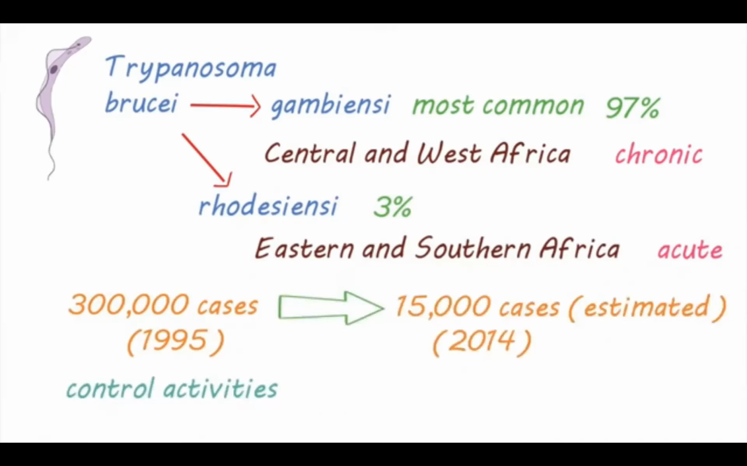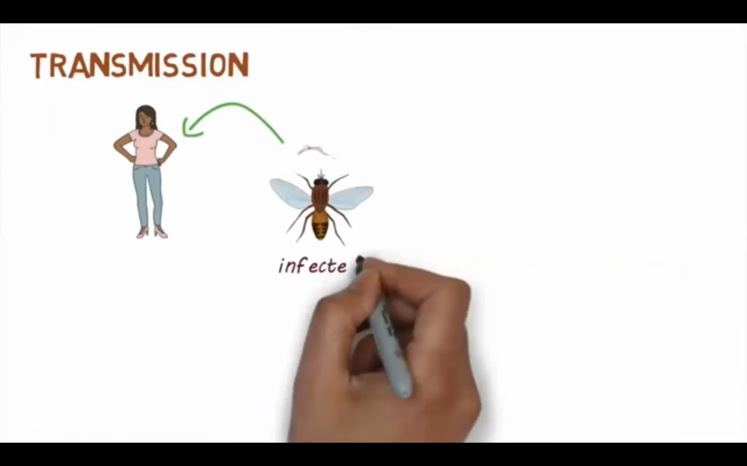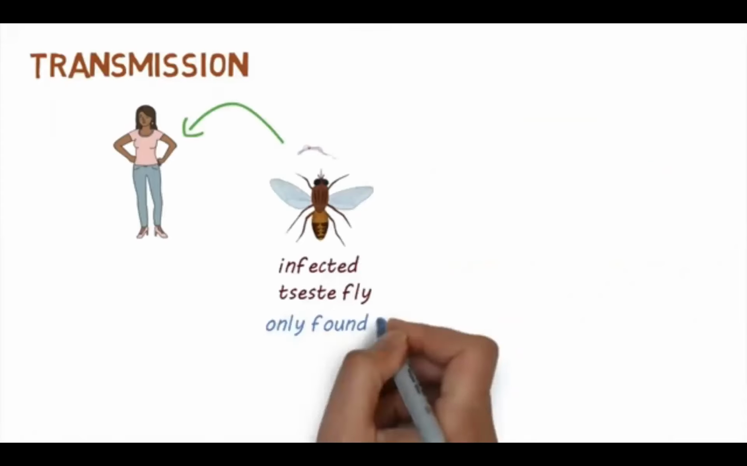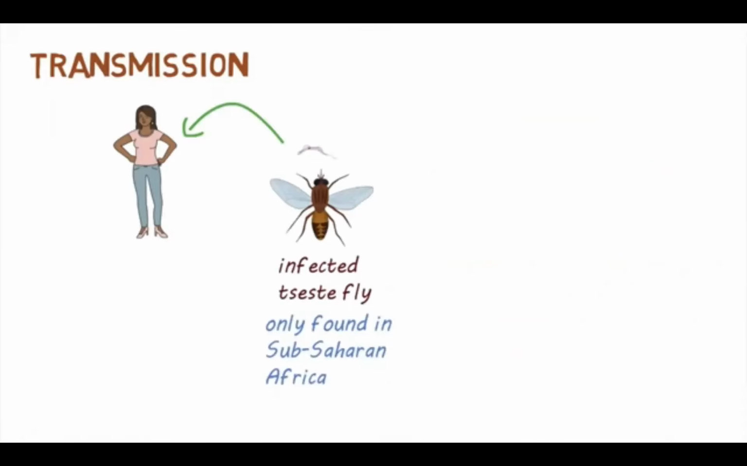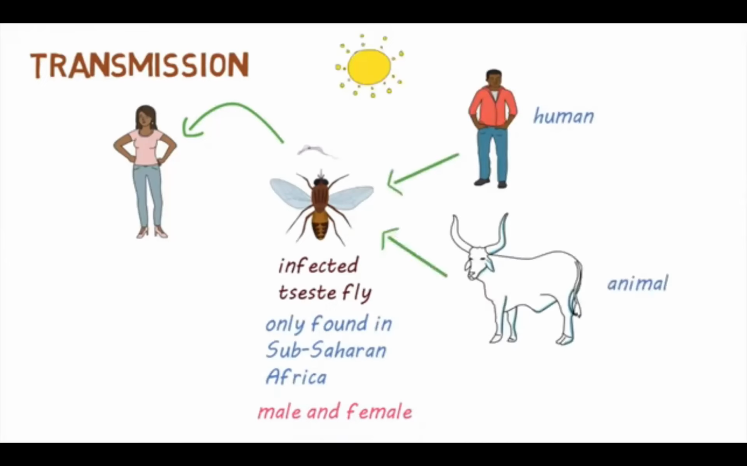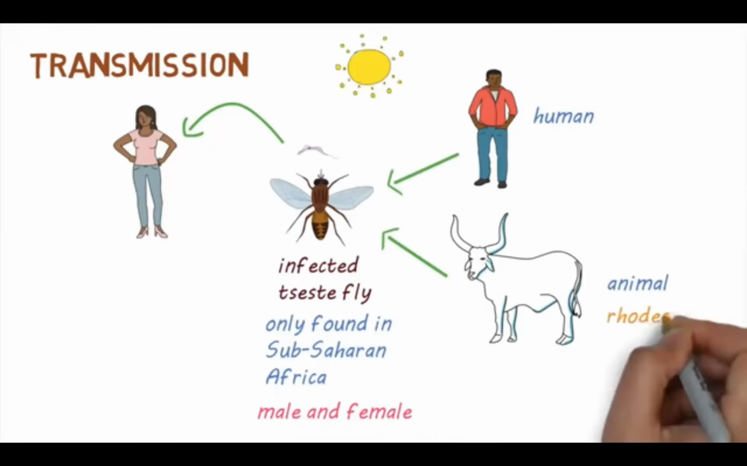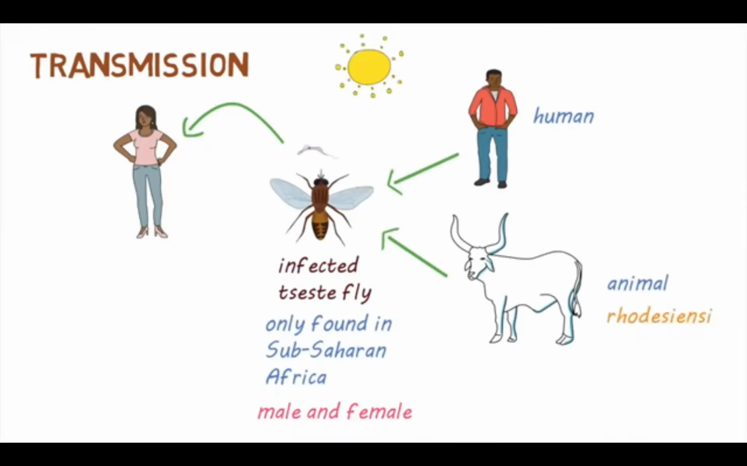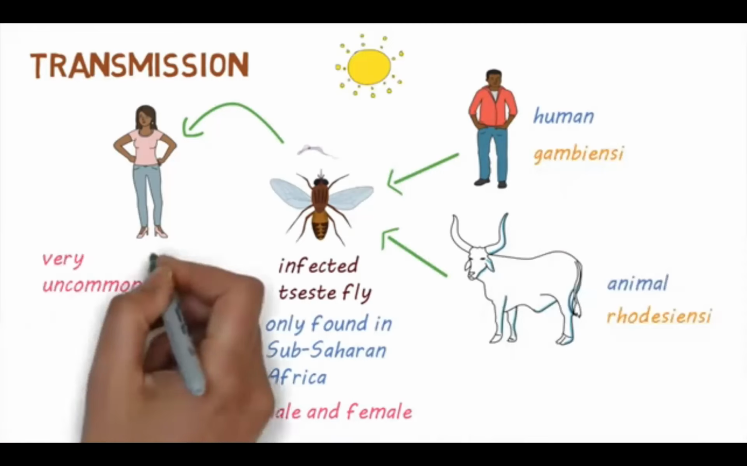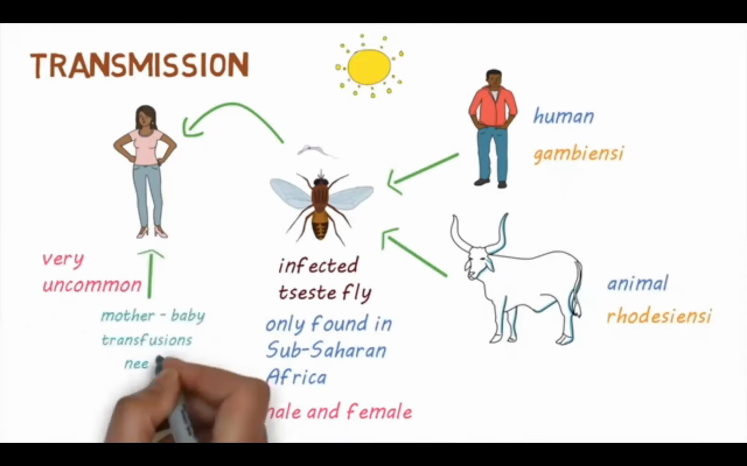Let's have a look at how the disease is transmitted. The parasite is transmitted to humans through the bite of an infected tsetse fly. These flies are only found in sub-Saharan Africa, most commonly in rural areas. Both female and male flies can transmit the infection. These flies tend to bite during daylight hours. Flies can get infected when they bite a person or animal infected with the parasite. Domestic and wild animals can carry the parasite and are important reservoirs of infection, especially for Rhodesiense. Humans are the main reservoir for Gambiense. Very uncommonly, the infection can be transmitted from mother to baby, or through blood transfusions, infected needles and syringes, or sexually.